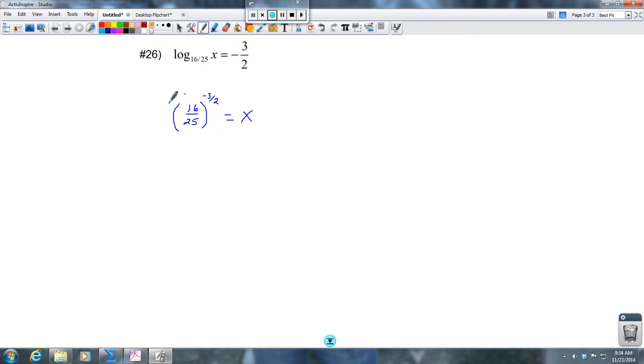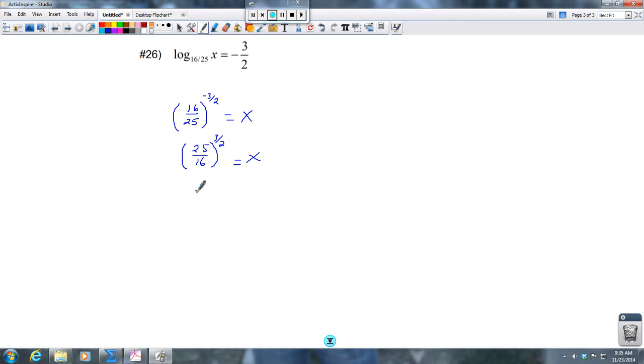All we have to do is whittle this thing down using algebra to get down to what x is, because x is already by itself. It's just a matter of figuring out what this number is over here. One of the rules we have says that you can flip this fraction over. You can make it 25 over 16 as long as you take your exponent and change its sign, in this case from negative to positive, and it's still equal to x. These are equivalent to each other.